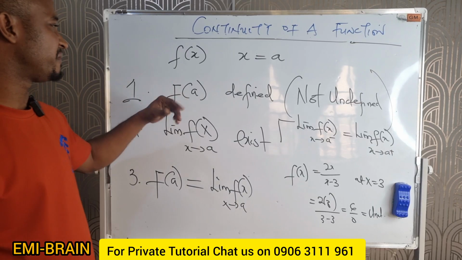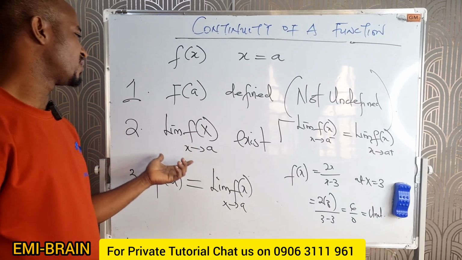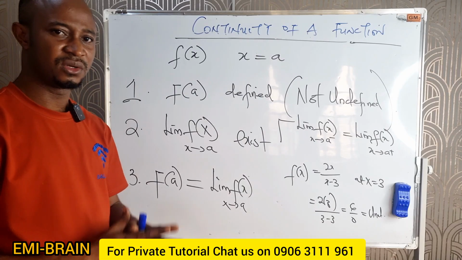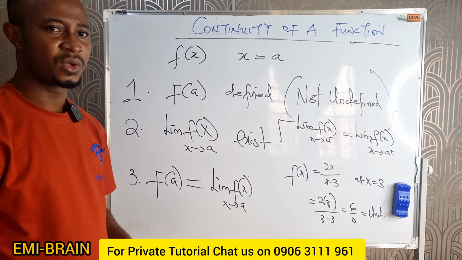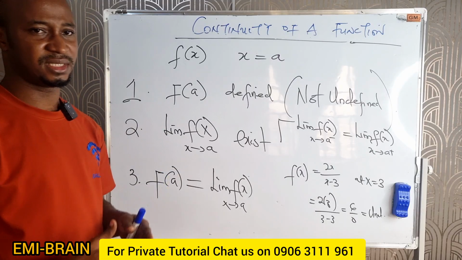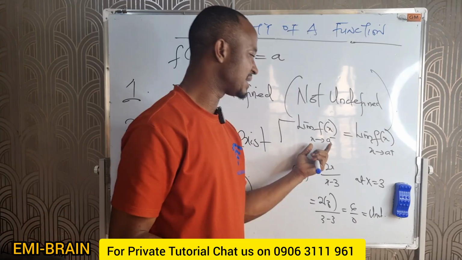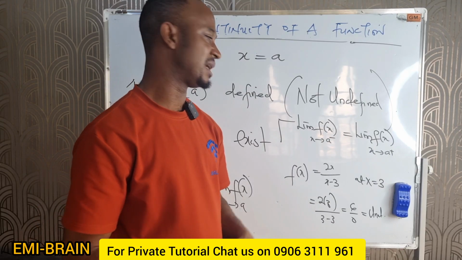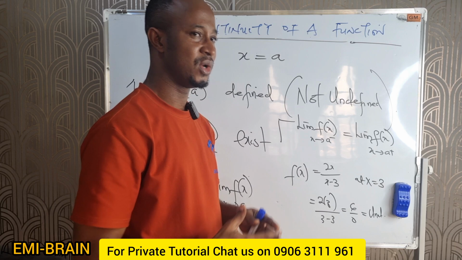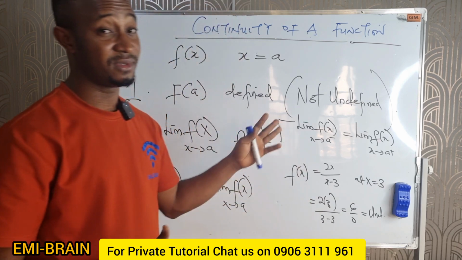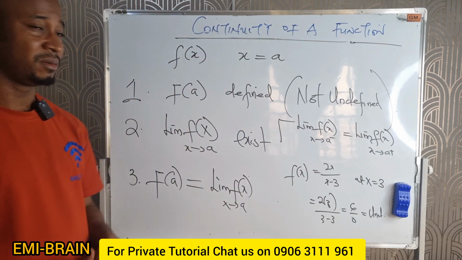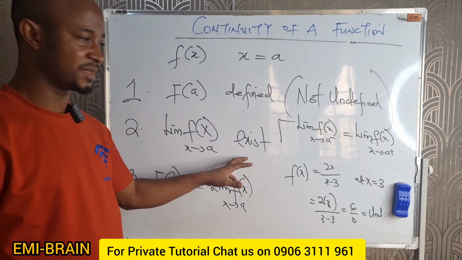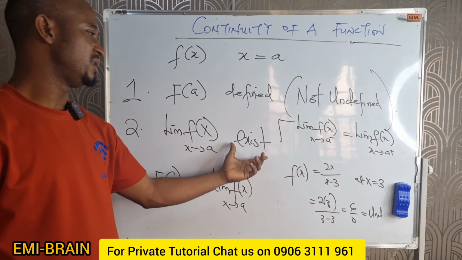But if f of a is defined and the limit of f of x does not exist, it simply means the function is still not continuous at x equals a. What it takes for a limit to exist is that the limit of f of x as x approaches a on the left hand side must be equal to the limit of f of x as x approaches a on the right hand side. All of this I'll be explaining. I will be solving so many examples from textbooks and from past questions. If these two sides are equal, it means your limit exists.